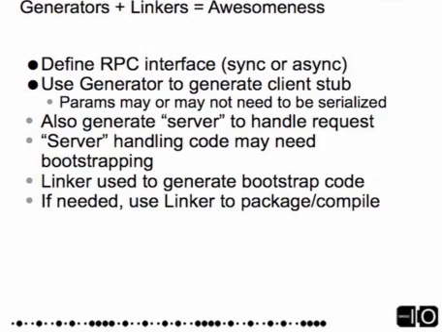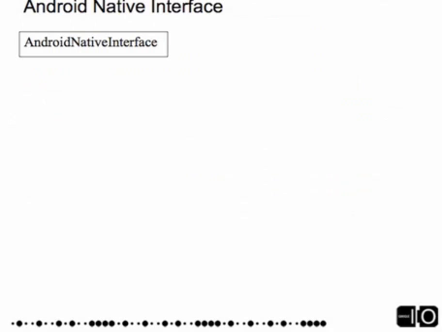Well, Android is Java. It's not JavaScript. So we actually have to generate a bootstrap script that actually turns out to be a complete Android application to package the GWT app as an Android app. We're going to use a linker to do that, and a linker to do the packaging and compiling. Here's an architectural diagram of how this is going to work.